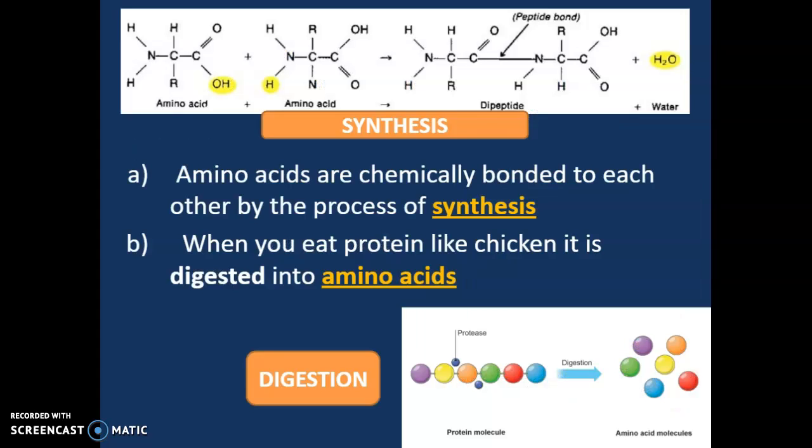So when amino acids bond together, this is through a process of synthesis, specifically dehydration synthesis. We're removing water molecules from the amino acids to form a peptide bond. So when you eat protein like chicken, remember it's digested into these small monomers, which are the amino acids. So synthesis is to make, digestion we're breaking.